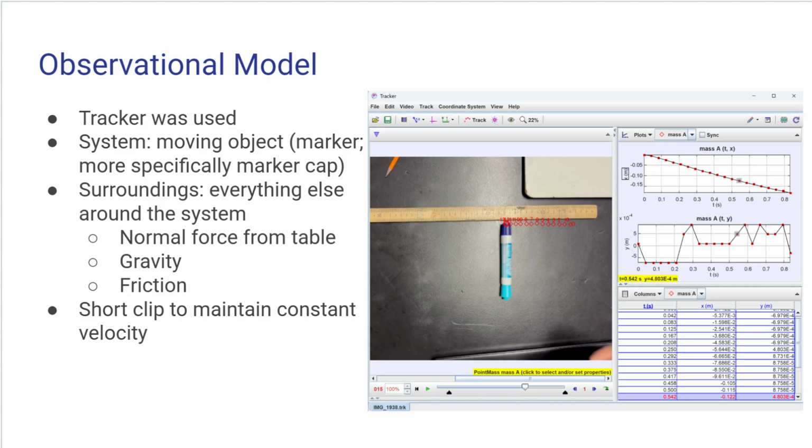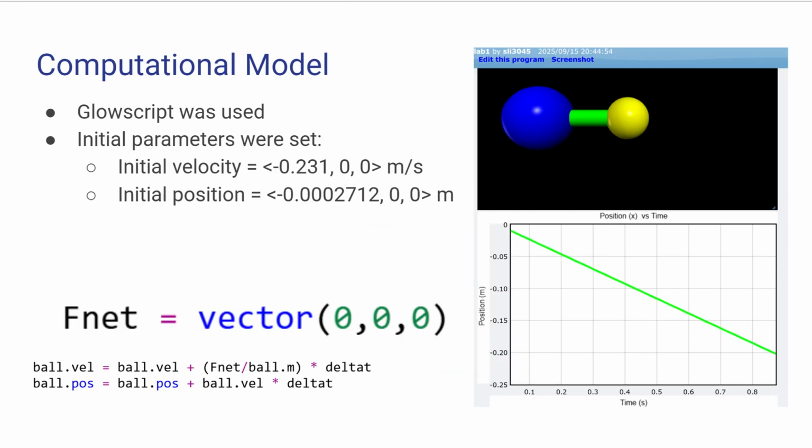And then also we have our computational model here. GlowScript was used to calculate the movement of the object. The ball's initial velocity and the initial position you can see on the slides there. The initial position was taken from Tracker based on where the axes were set. In order to keep things constant between the computational model and the observed data, we chose to use this. The ball's initial velocity was calculated by taking the change in position over the change in time for the first few frames, and the video was about 24 frames per second.